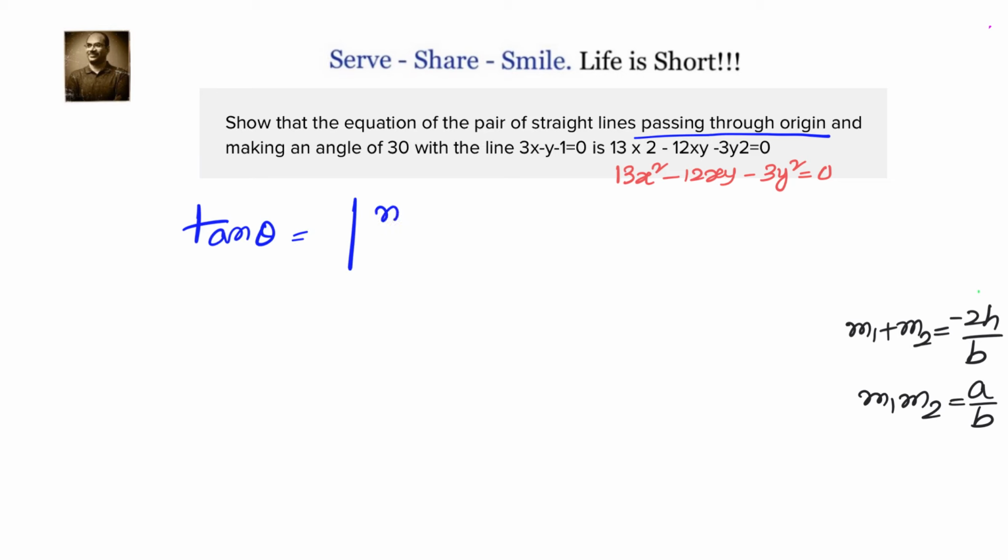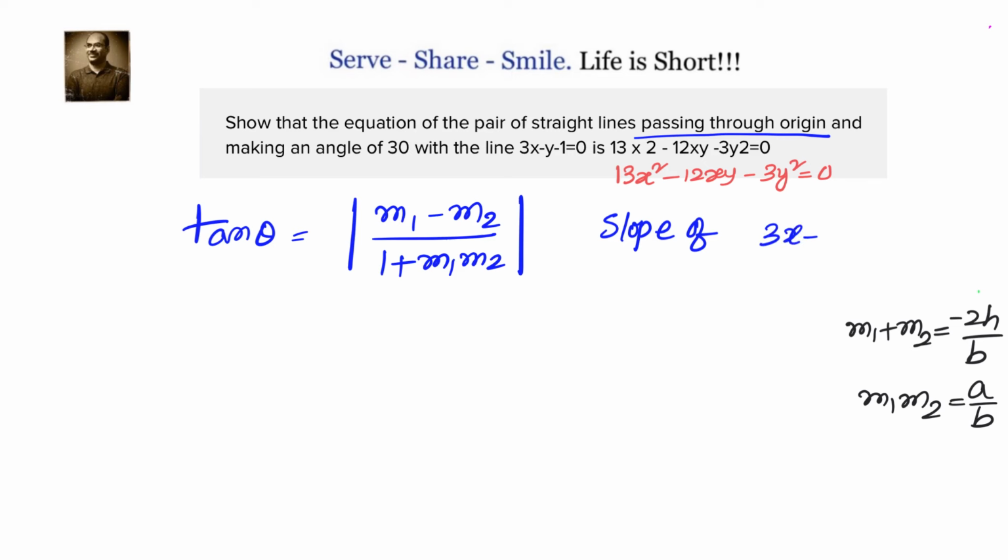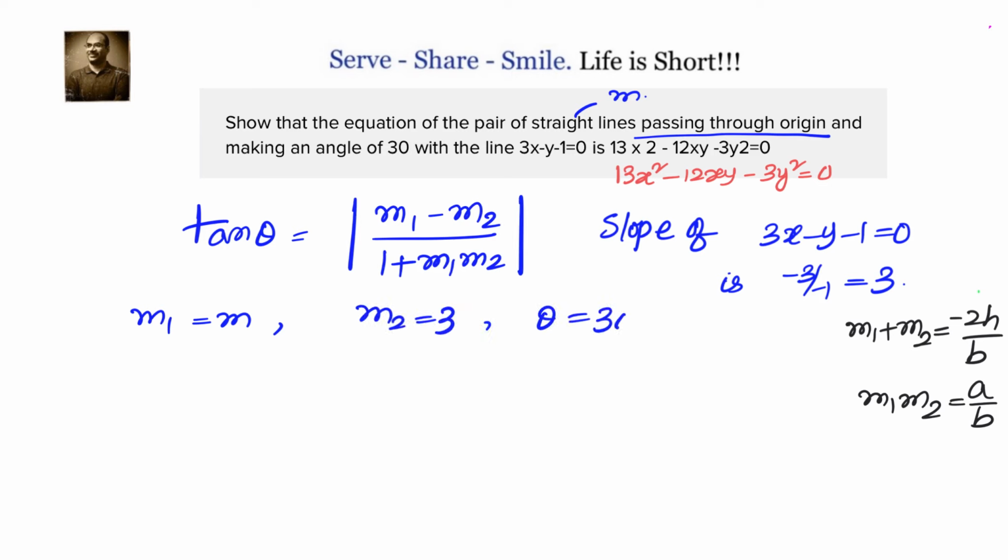Now the formula we are going to use is the angle between two lines in terms of tan, given by tan theta equals the absolute value of m1 minus m2 by 1 plus m1 m2. The slope of 3x minus y minus 1 equals 0: if ax plus by plus c equals 0 is the equation of the straight line, then the slope is minus a by b, which is minus 3 divided by minus 1, which equals 3. So here m1 equals m and m2 equals 3. And we know theta equals 30 degrees.